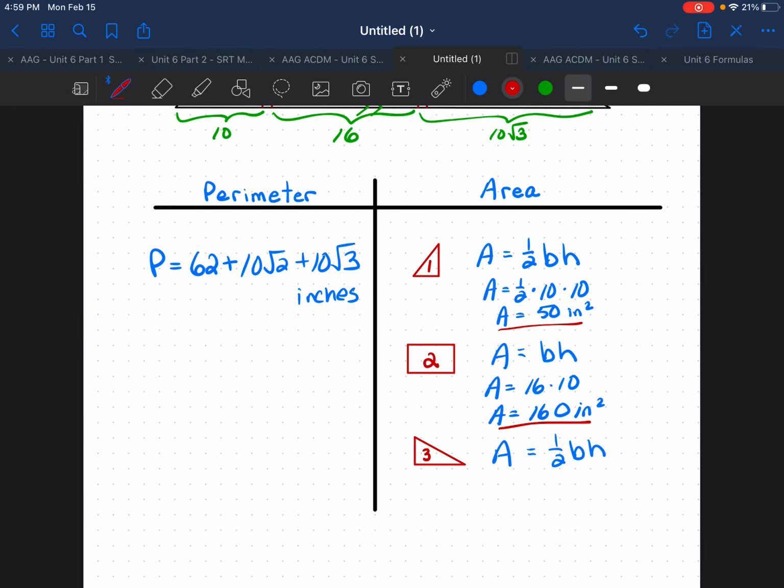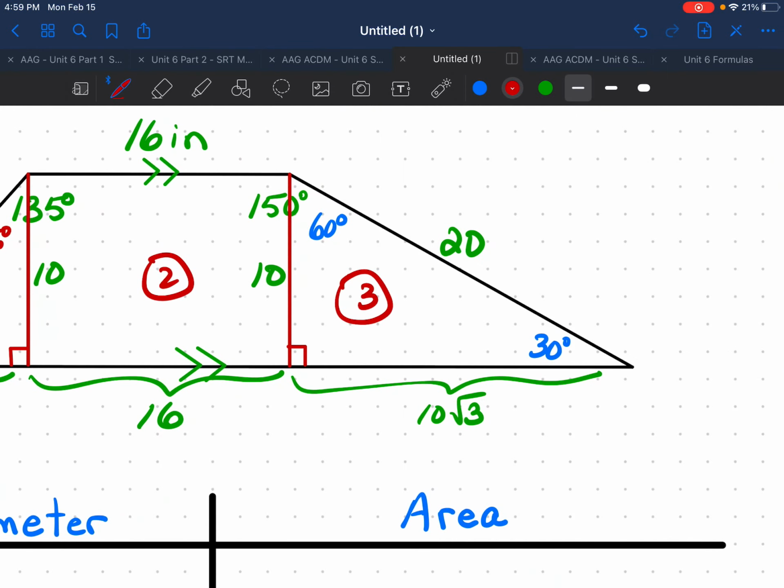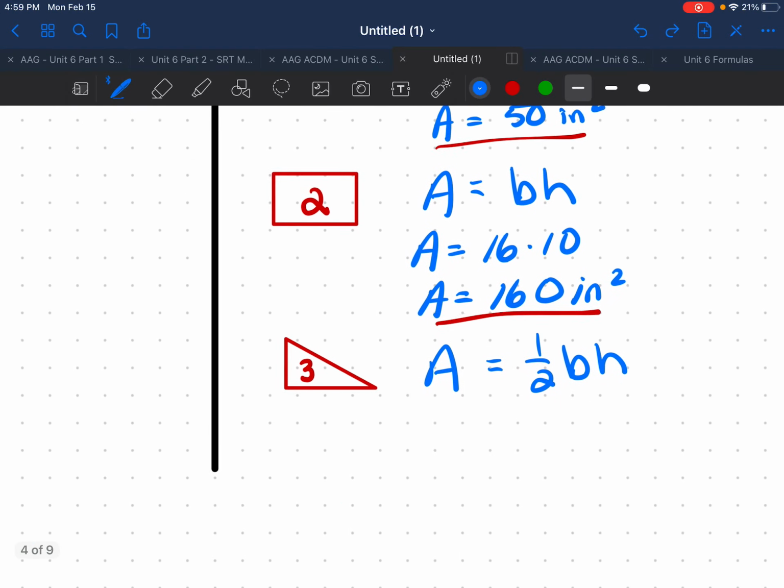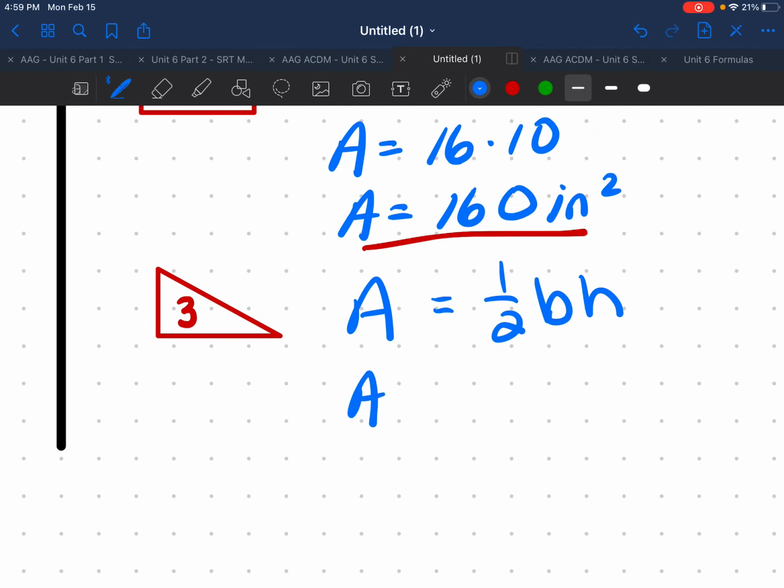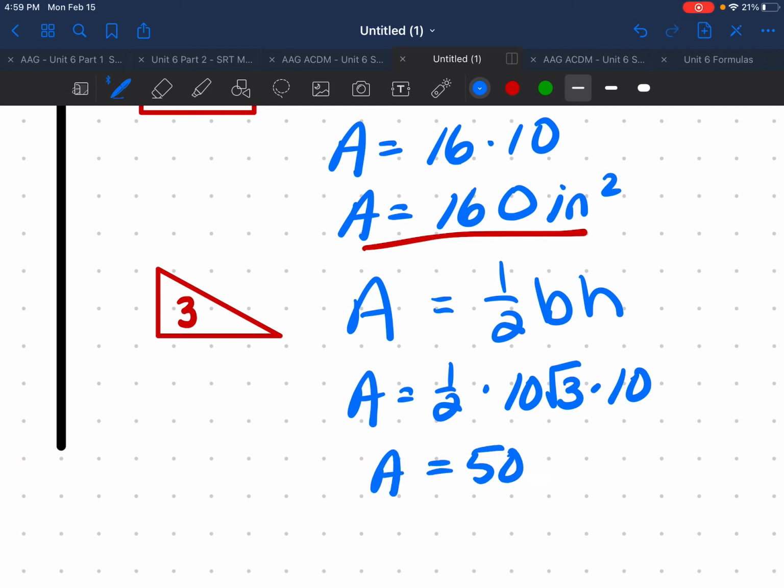All right, so now let's go back up for the final piece here. Piece 3 is going to be a special right triangle, but we're going to use 1/2 times the base times the height. So let's plug those values in. That's going to be 1/2 times the base, which was 10 radical 3, times the height, which was 10. Now, 1/2 times 10, just like we did in the last example, is 50, and that's going to give us 50 radical 3 inches squared.